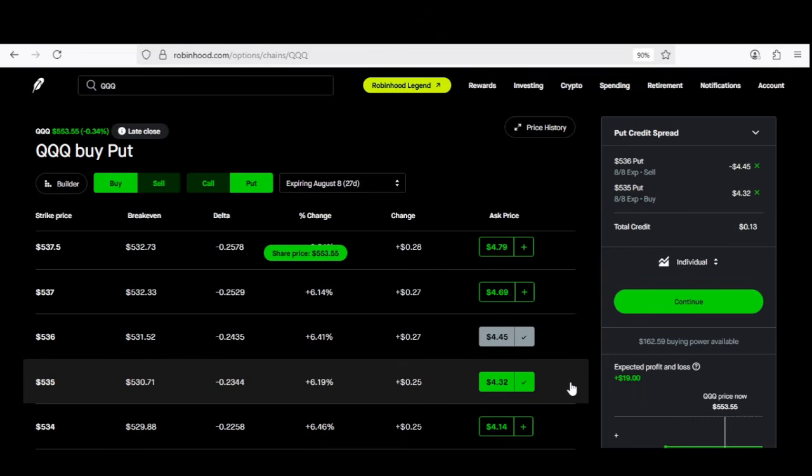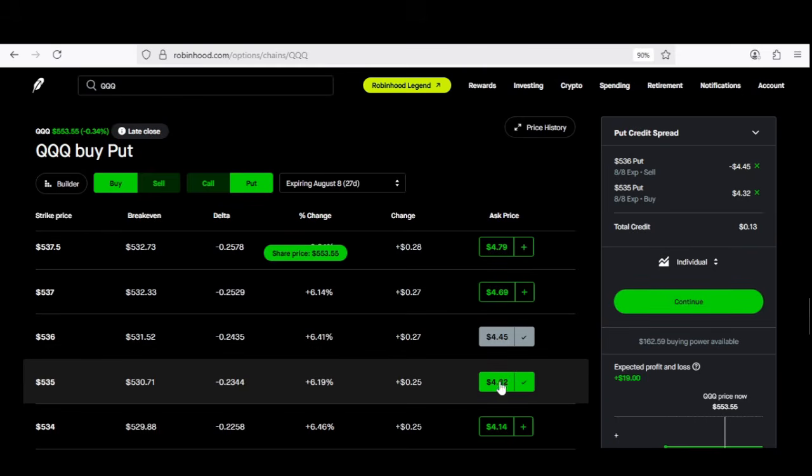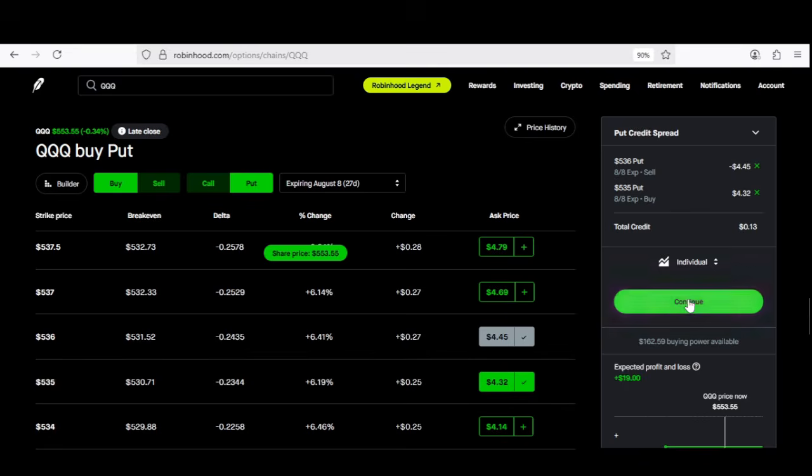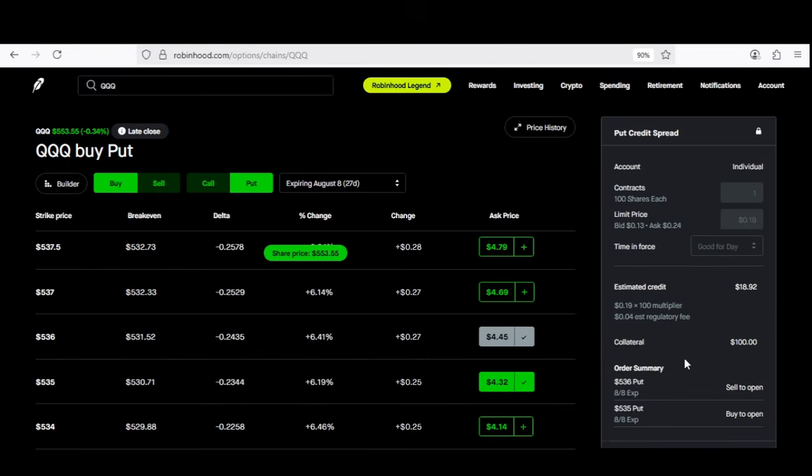So the amount of income you will be receiving is going to be the difference between your sell and your buy. Let's go ahead, let's hit continue. Let's hit review order. And voila. So this new option strategy that can work if you're trading with a micro account with just a couple $100 is going to be known as the put credit spread.